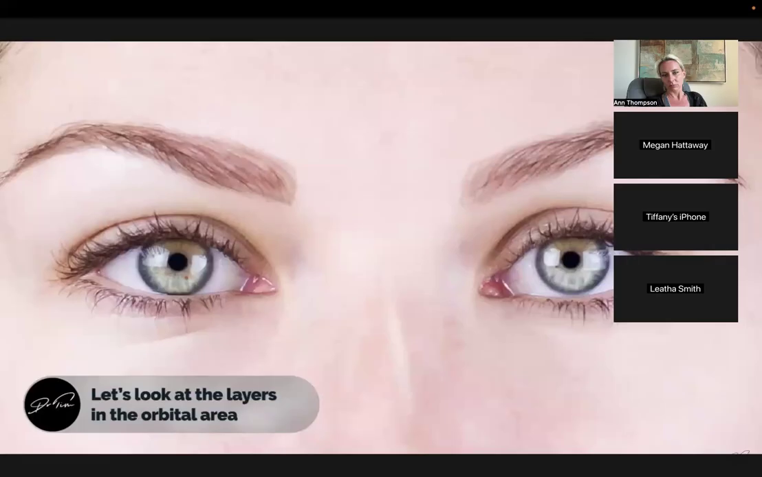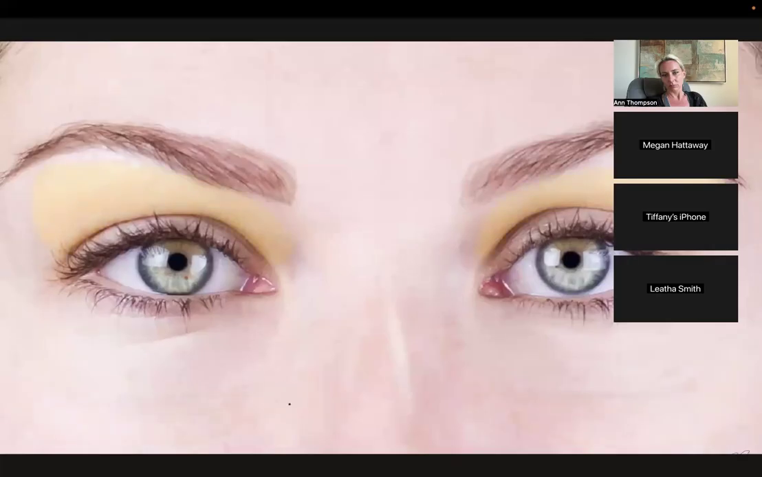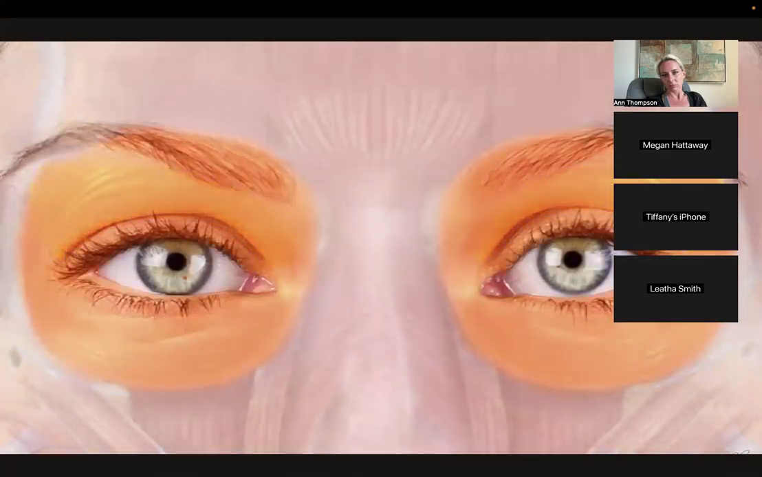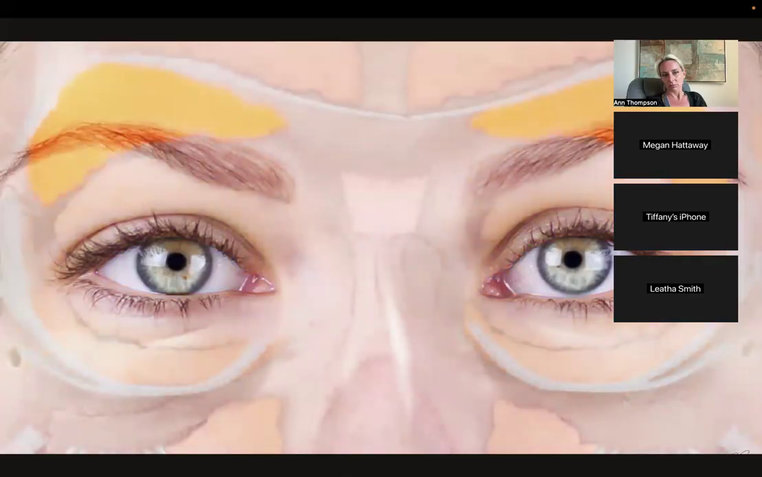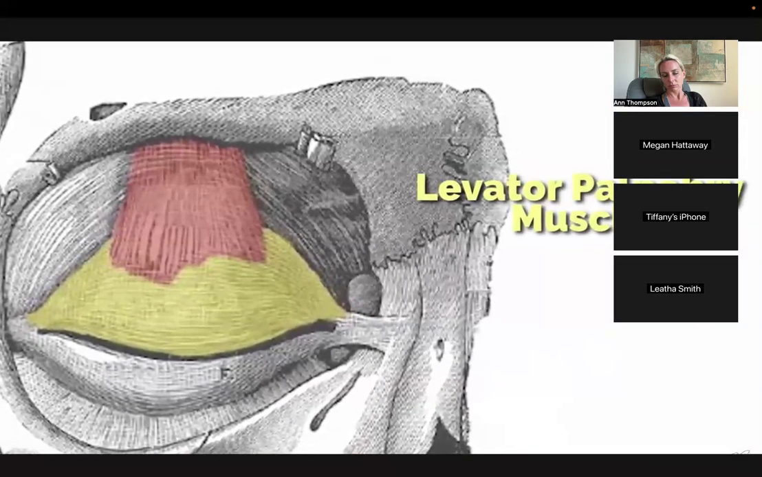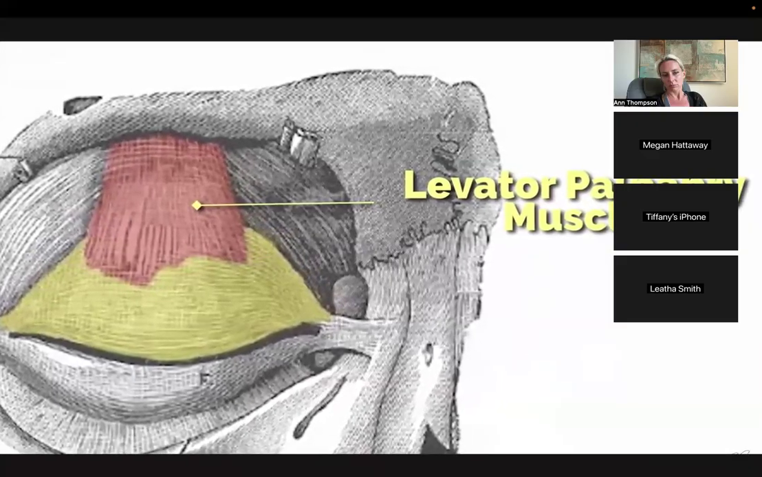Obviously at the top you have the dermis, then you have a thin layer of fat in the hypodermis, and then you have the orbicularis oculi muscle. Underneath that, there's the retroorbicularis oculi fat pad. Then you have the orbital septum, and underneath that you have the preseptal fat pads, and underneath that you have the levator palpebrae muscle. So there are actually multiple layers.